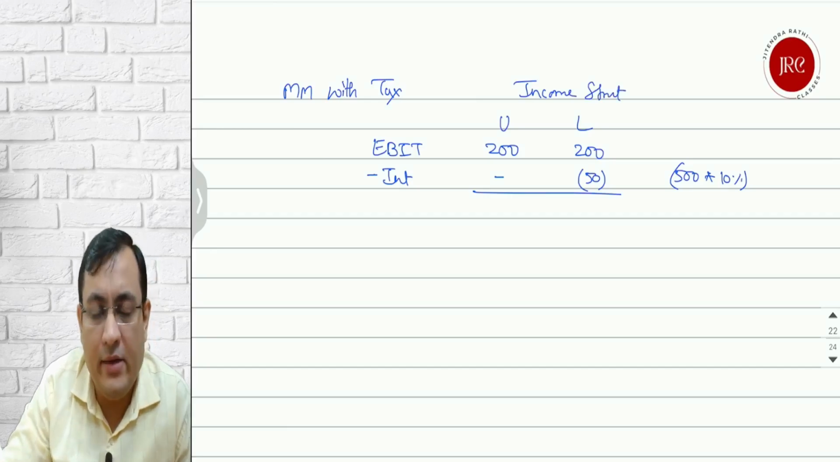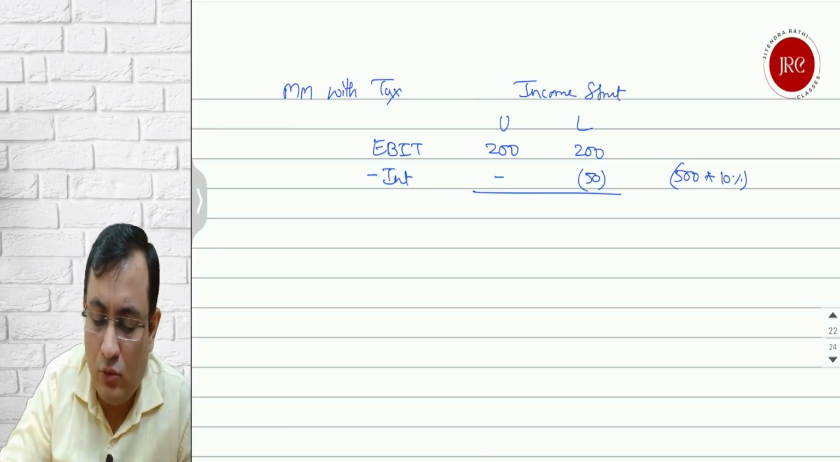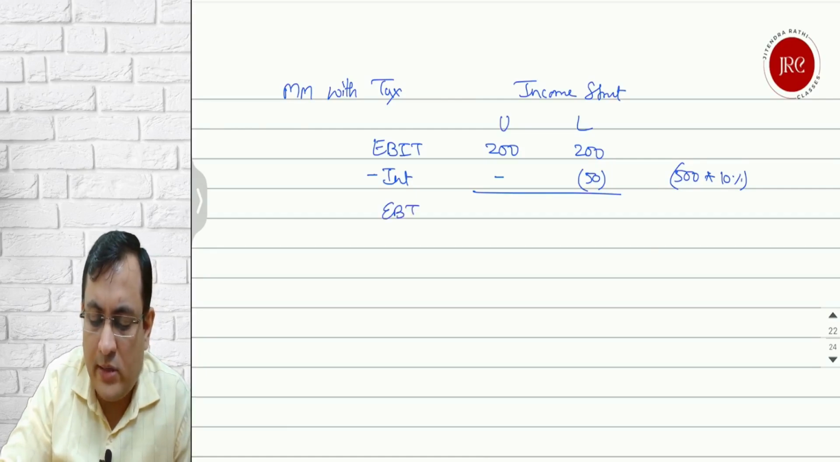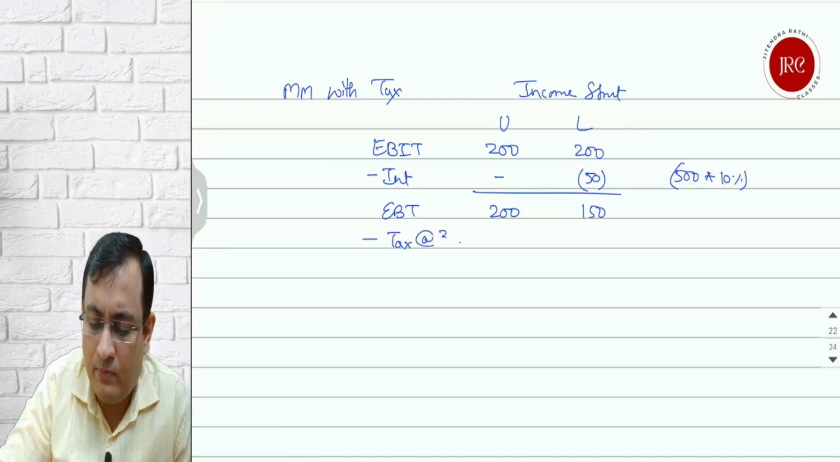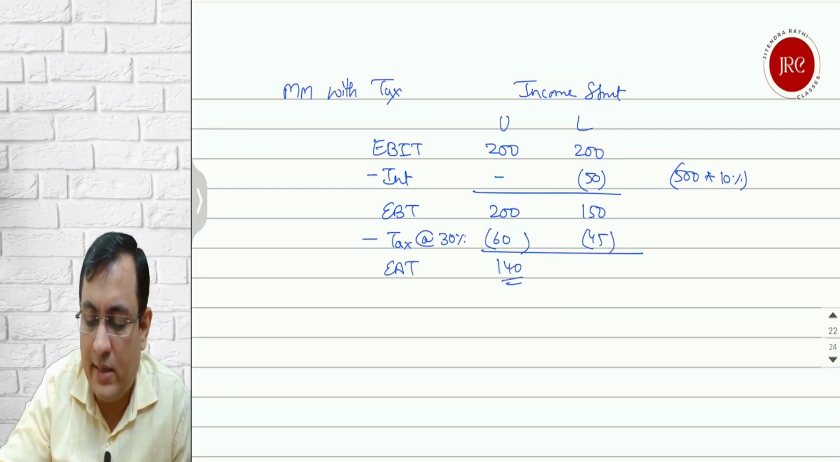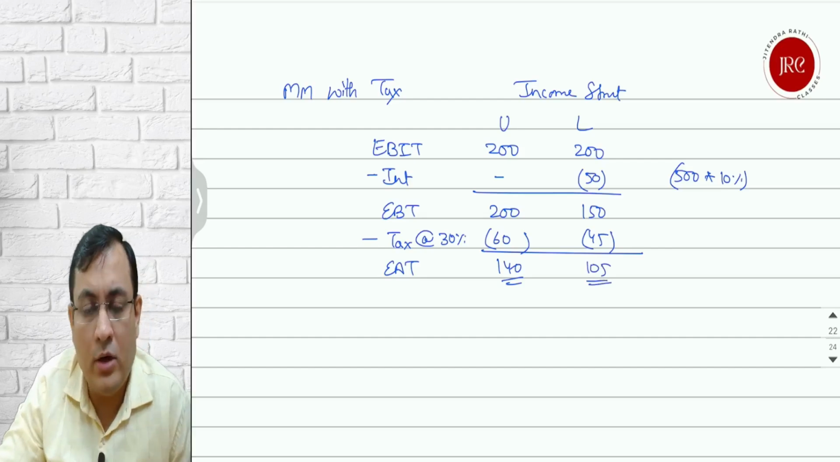We do not have that derivation, but still it is just a 2-minute work. So EBIT is 200 in this case, whereas here it is 150. Next, we are going to subtract taxation. Taxation, let's say it is 25%, or let's say 30%. So this is 30%. This is going to be 60. This is going to be 45. So when I subtract this, the equity earning after tax is 140 in this case, and here it is 105.